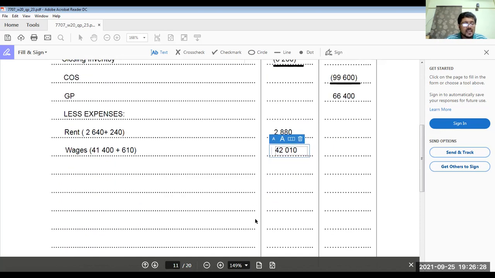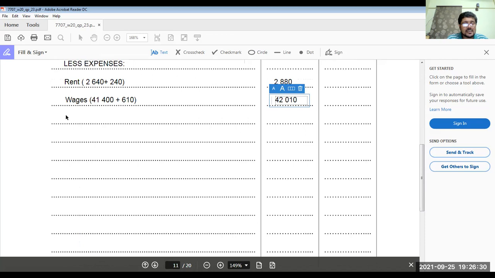Third expense, general expenses. I think there is no adjustment for general expenses. General expenses is how much? 10,890. There are no adjustments, no prepaids, nothing. 10,890 is your general expense. Anything else? No. Only loan interest expense is there, but interest expense will be deducted at the end, after profit from operations.